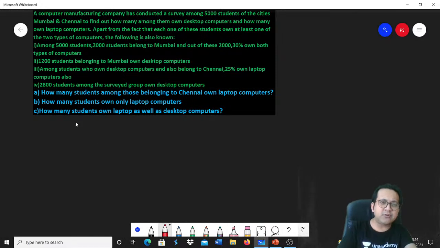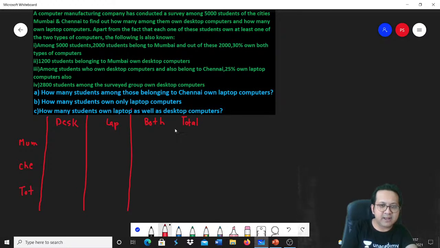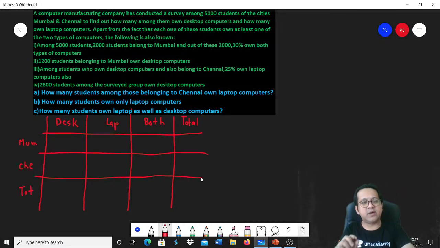So what will I try to draw? A table. So what do you have? You have Mumbai, you have Chennai, and then you have total. You have desktops, some of them will own laptops. There will be some which will own both of them, and the other is total. I'll just write a bit on the left hand side so there is space for me. So this is the table that I would love to fill up. Let's draw this table and complete it. Total students is 5,000. So I'll put a 5,000.